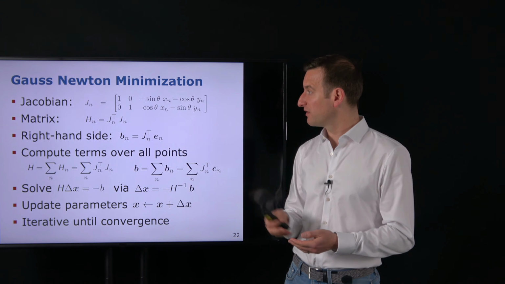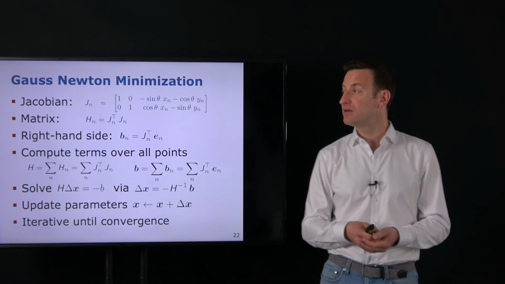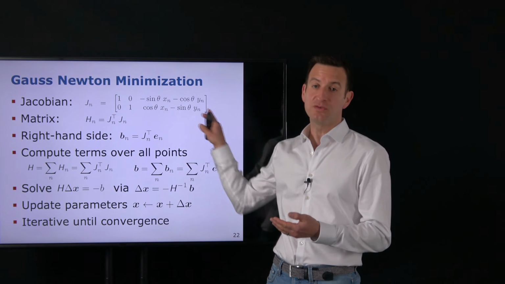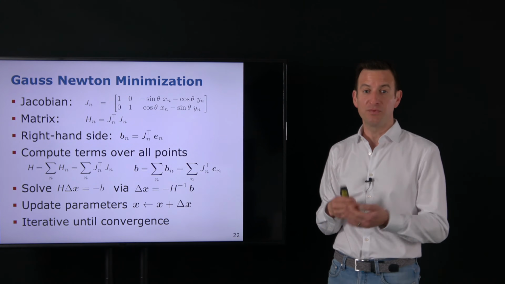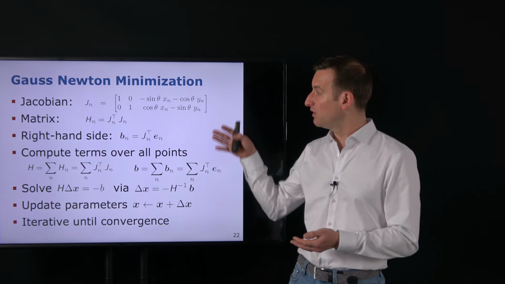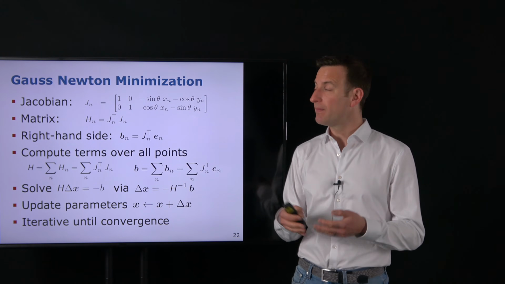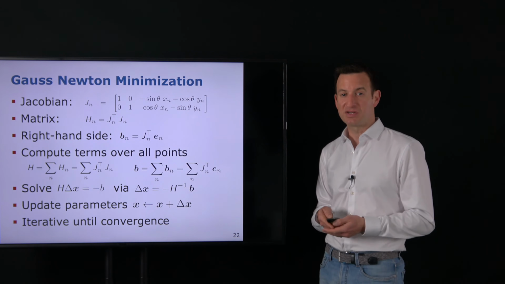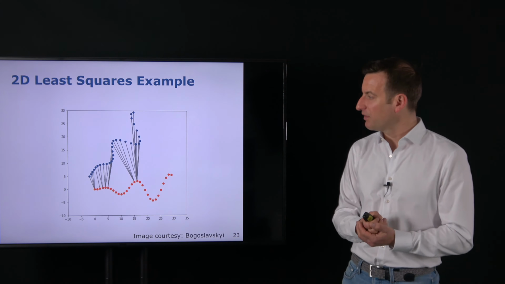And the advantage is that I can take more complex error functions into account, which will lead to different Jacobians, of course. So I always need to compute my Jacobian by hand, and depending on the internal representation that I'm using, my Jacobian will change as well. But it allows me to do a more general alignment. So let's see how that looks.